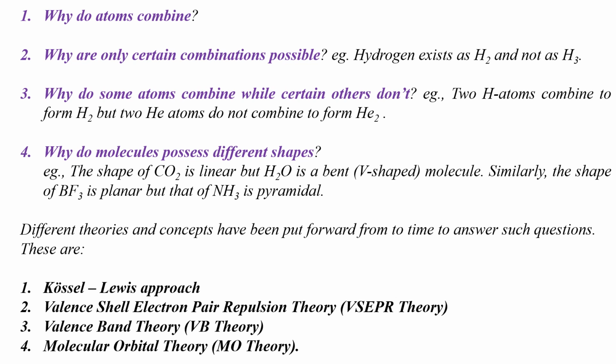Similarly, why do molecules possess different shapes? We know carbon dioxide is linear shaped, but water is a bent or V-shaped molecule. Similarly, boron trifluoride is planar, but ammonia is pyramidal. Why so? To answer such questions, different theories and concepts have been put forward from time to time. These are Kossel-Lewis approach, valence shell electron pair repulsion theory, popularly called VSEPR theory, valence bond theory or VB theory, and molecular orbital theory or MO theory. Let's learn about this one by one.